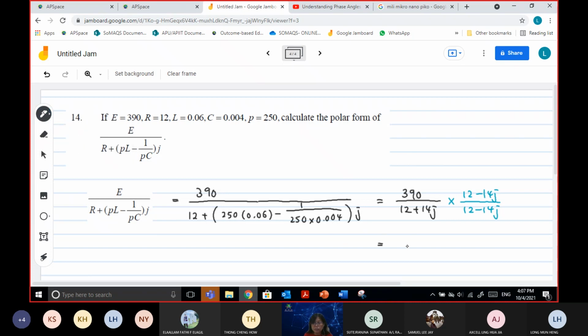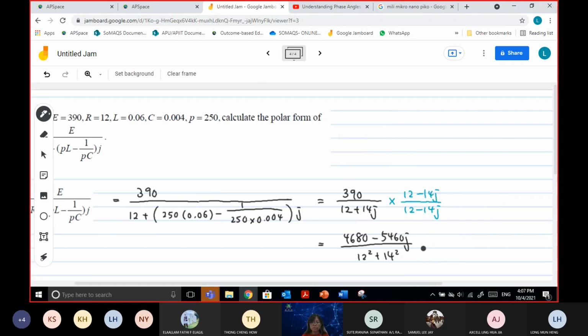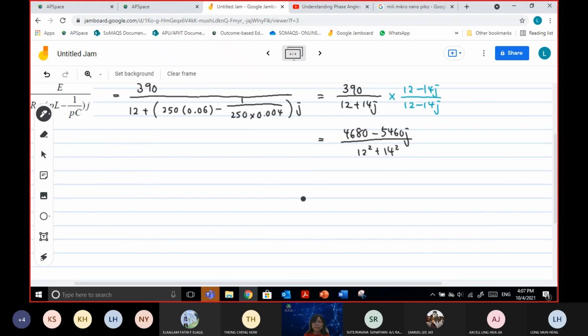For the bottom, as usual, 12 squared plus 14 squared. Then for the top, 390 times 12, so we get 4680 minus 390 times 14, which is 5460J. Next we try to simplify further. The one at the bottom, we get 340.